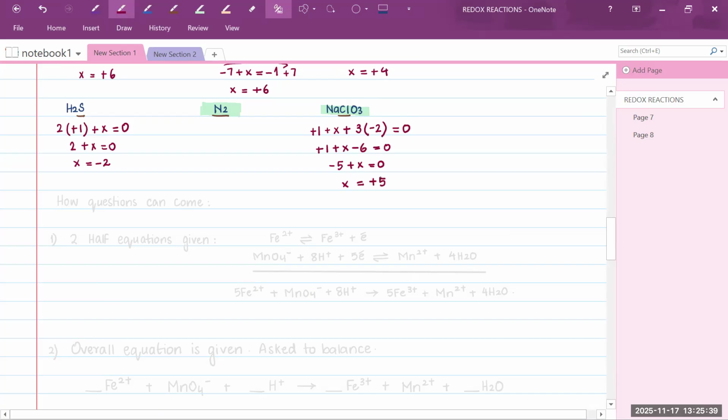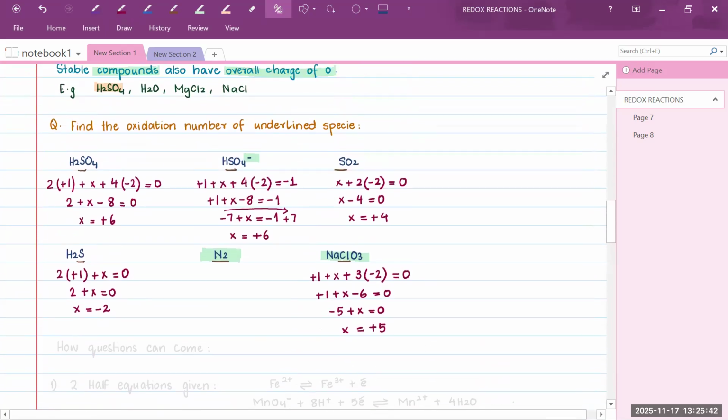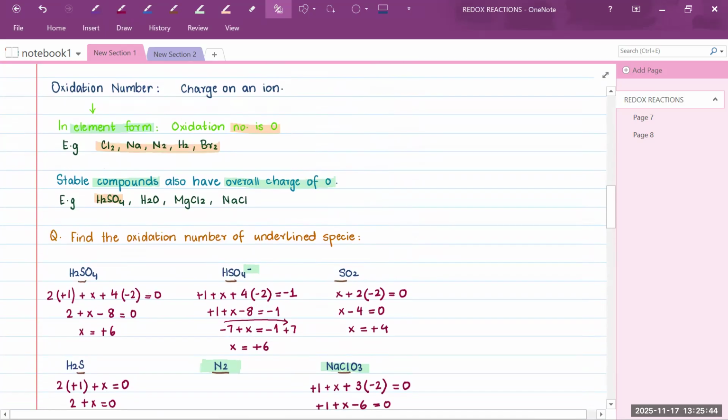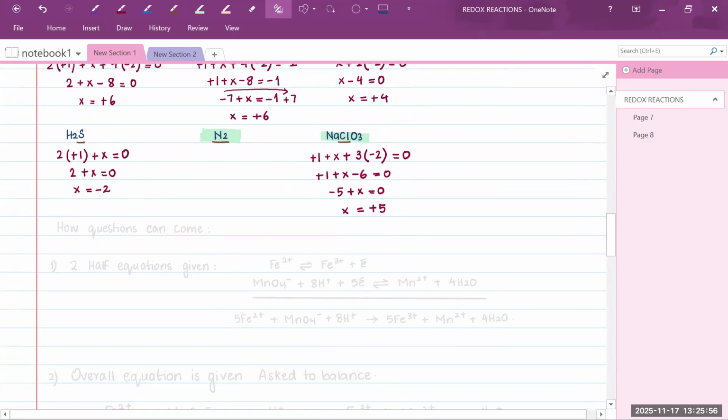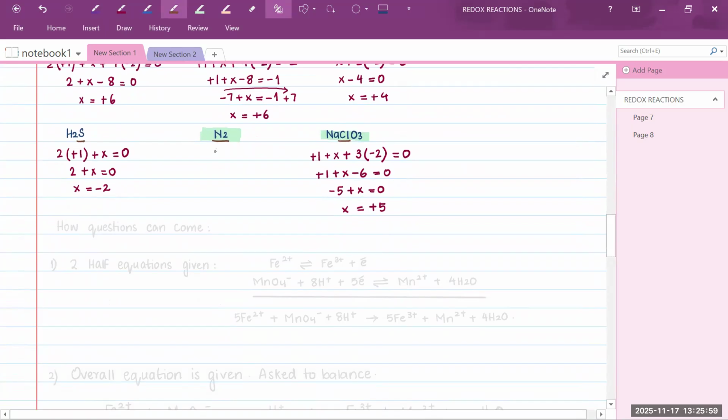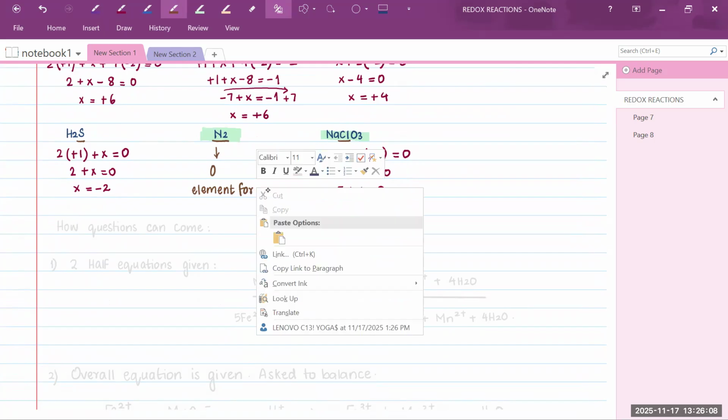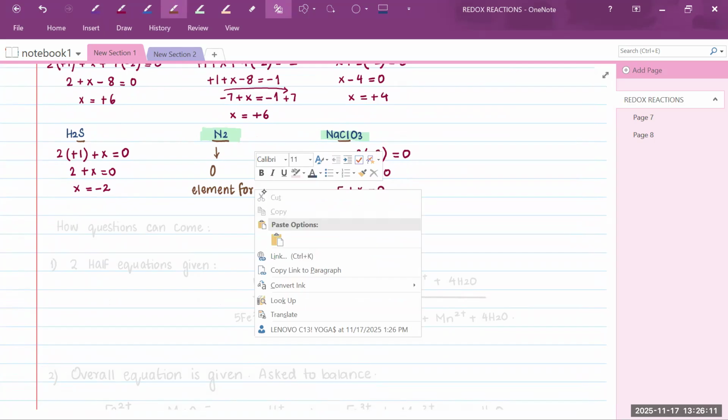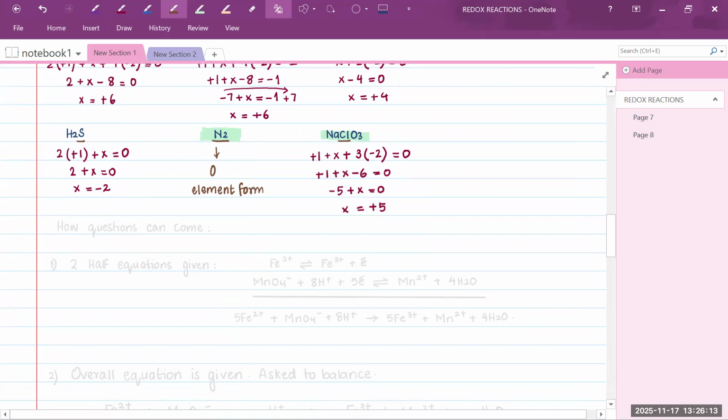Right, moving on to this N2. As I said here on this one, you can see here, in element form, oxidation number is 0. And N2 is also an example here, if you guys were careful enough to read this. So the oxidation number will be 0. It is in element form. Don't waste your time thinking what will be the oxidation number here, how am I supposed to find it? You just don't have to find it.